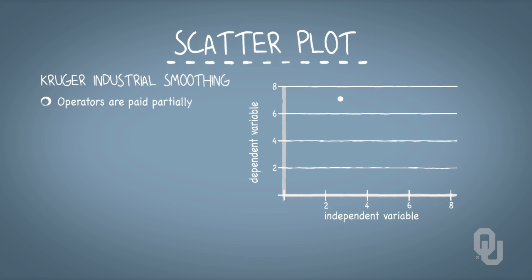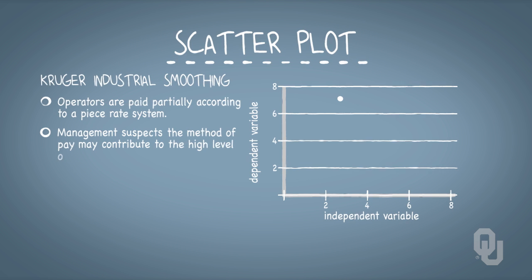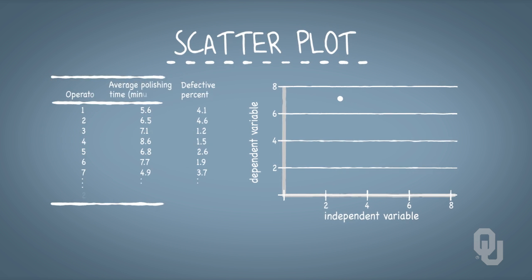in aircraft. Polishing machine operators are paid partially according to a piece rate system, wherein if they work faster and produce more parts, they are eligible for monthly bonuses. Kruger management suspects that this method of pay may contribute to a high number of defective parts. As a quality control manager, you check the average times to polish a type of bearing for 10 different employees during 20 days selected at random during the last month, determining the corresponding percentage of defective parts.